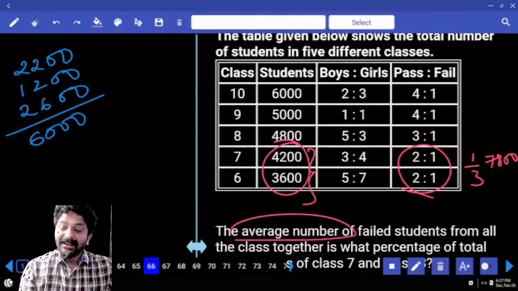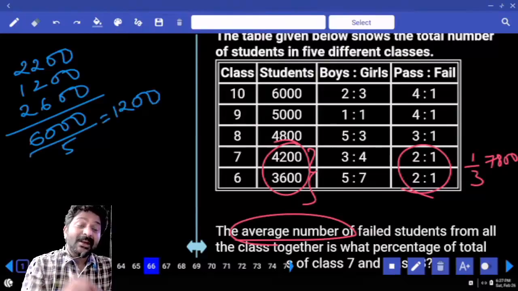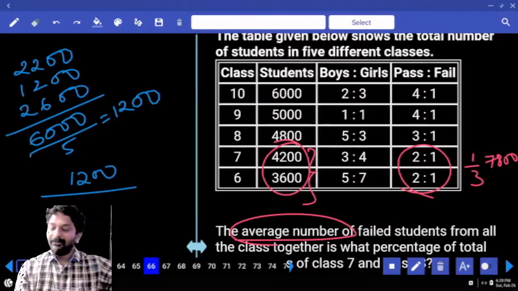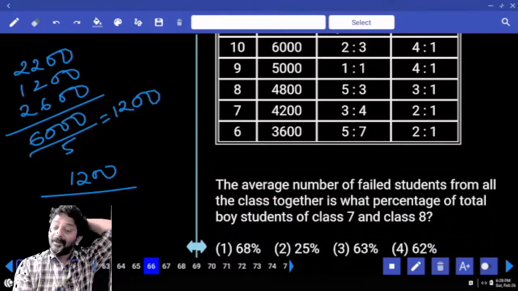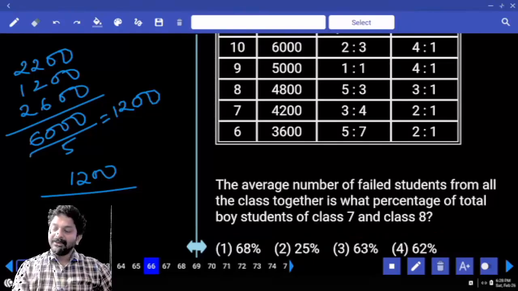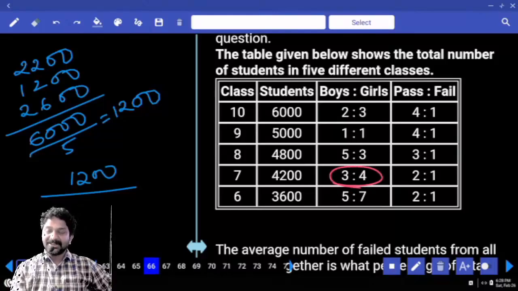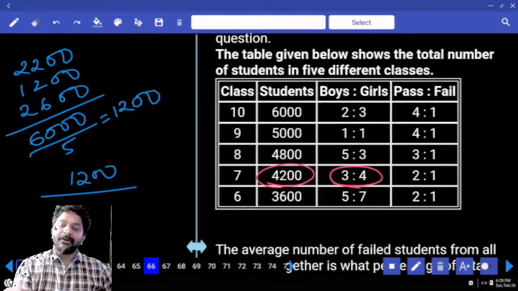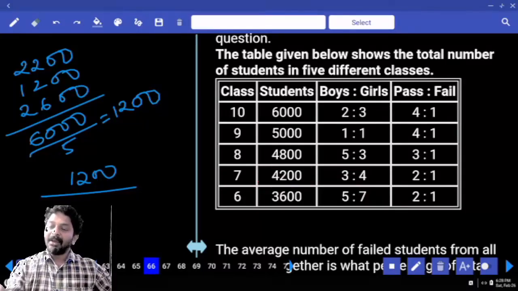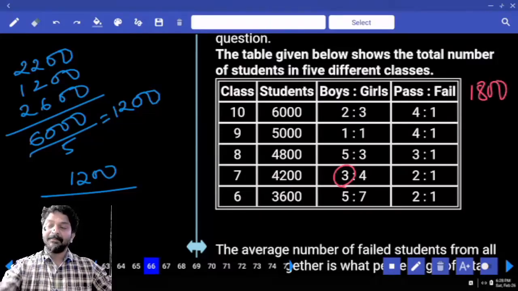But we were asked to calculate the average. So divided by 5. How much is that? 1,200. Understood? So now this 1,200 is what percent with respect to boy students from 7th and 8th? Right. So now look at this, 7th and 8th. 7th class, how many parts are there, boys and girls together? 7 parts. If 4,200 is equal to 7 parts, each part is equal to 600. Boys are 3 parts. 3 into 600? 1,800. Let me write here.